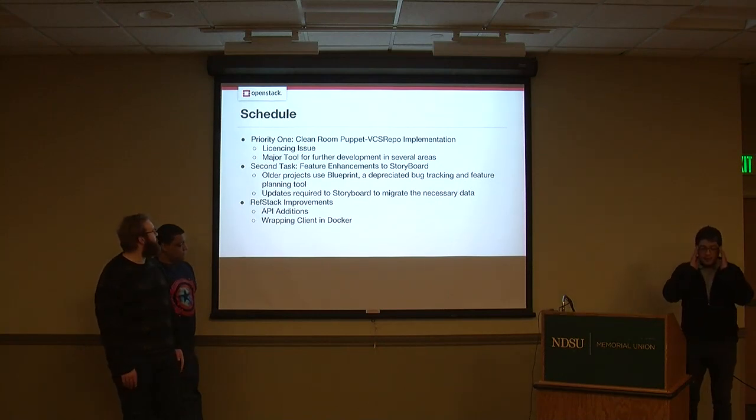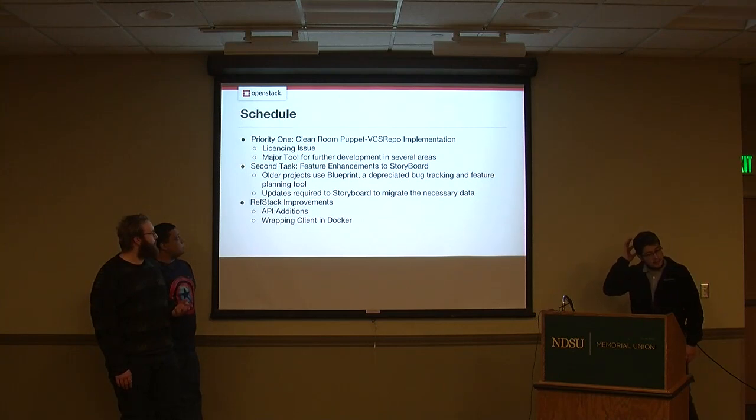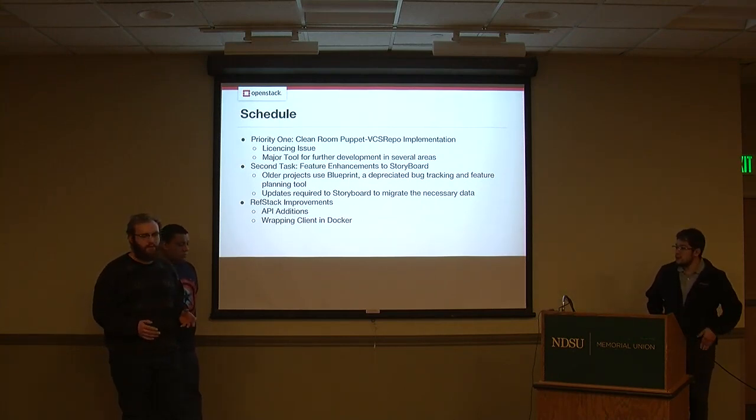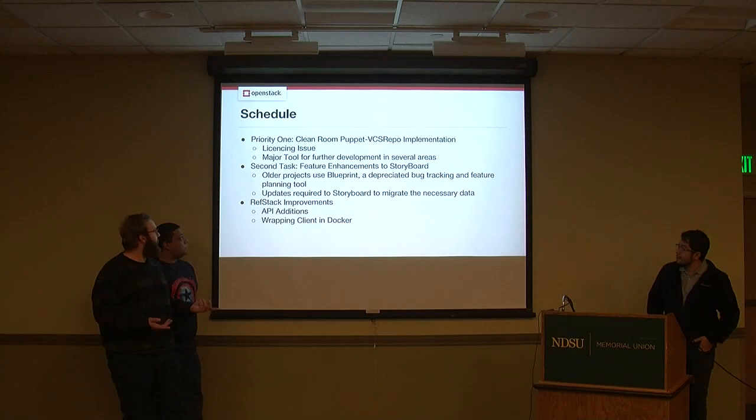So our original schedule: our main goal was to create a clean room implementation of Puppet VCS repo. Puppet VCS repo is used in a lot of different projects throughout the OpenStack community. But there's an issue where Puppet VCS repo uses the GNU GPL v2 licensing when OpenStack requires Apache v2 for approved releases.